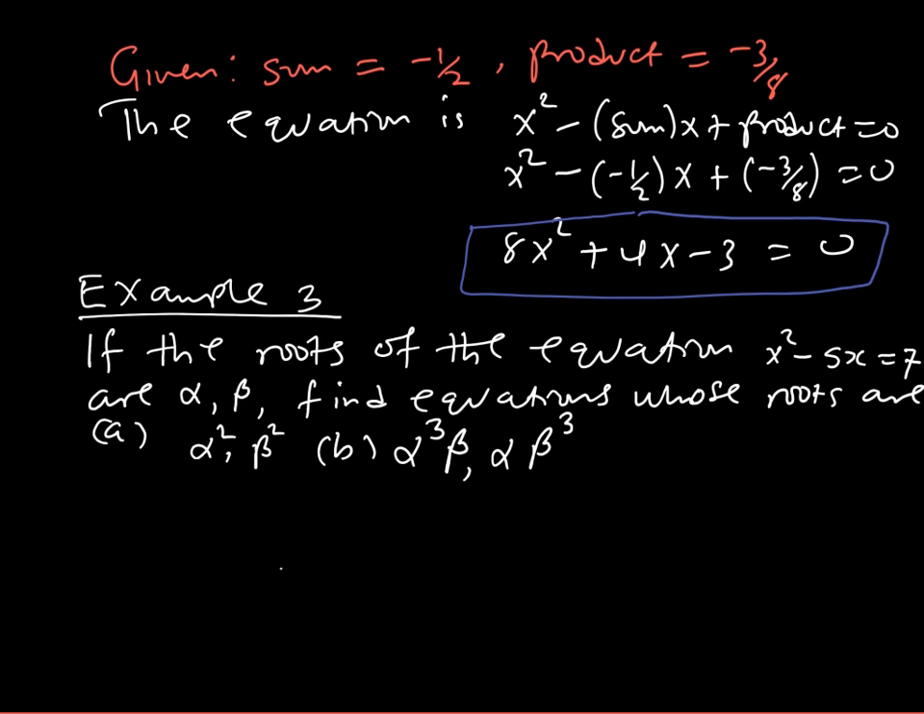So we need to find the value of alpha plus beta, which is the sum of the roots, and also the product of alpha and beta, to be able to form a new equation whose roots are alpha squared, beta squared, or alpha cubed beta, and alpha beta cubed. The first step is to arrange the equation so that it is a quadratic. The next step is to get the sum and the product of the roots. So let's see the solution.